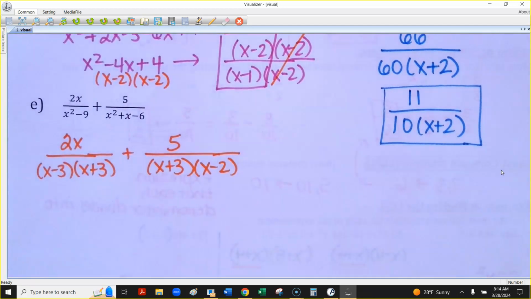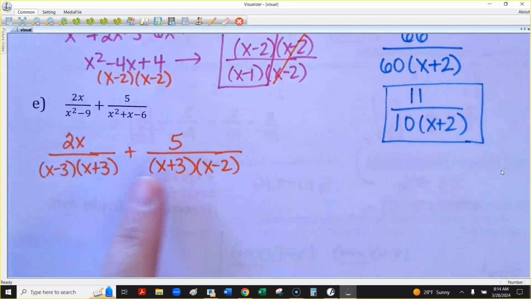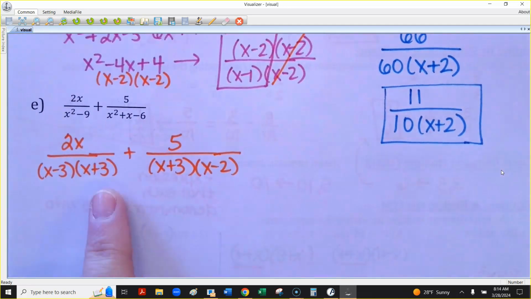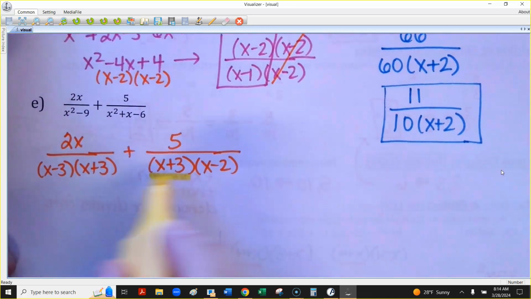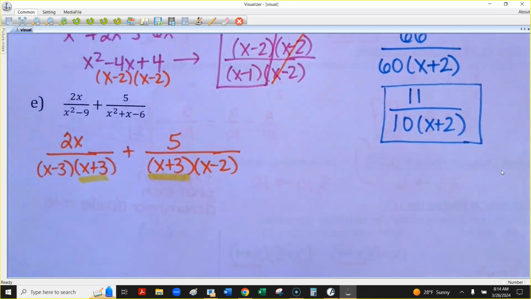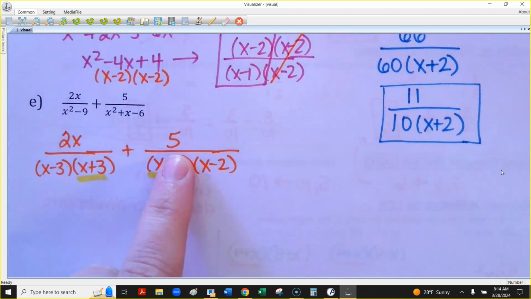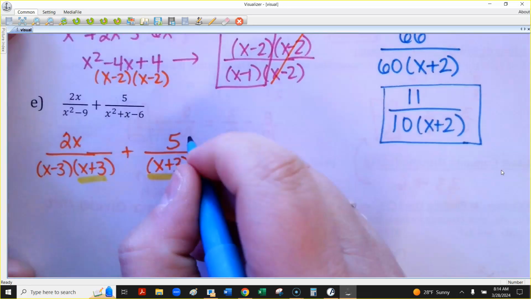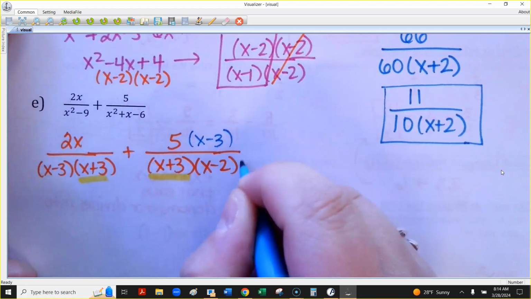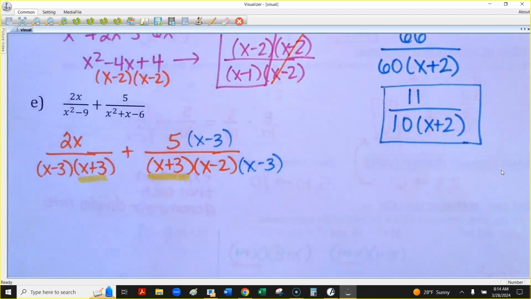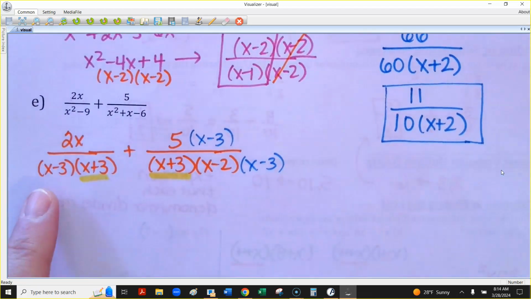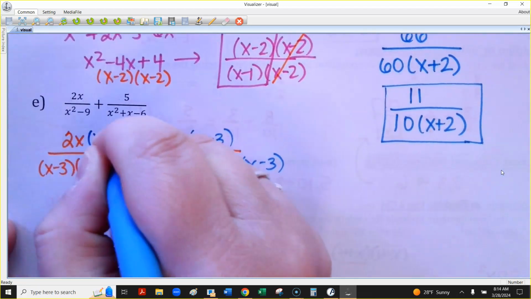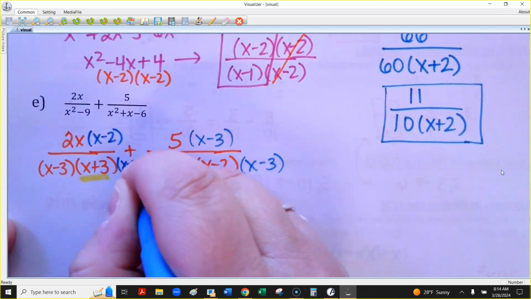Okay, now, just see what you're missing. So both of them already have an x plus 3, right? Both of them already have an x plus 3 here and here. So I don't need to introduce that into either one. This one has an x minus 3, and this one does not. So this guy needs an x minus 3 to make these match. This guy has an x minus 2. This one does not. So I need an x minus 2, top and bottom, to make this match.